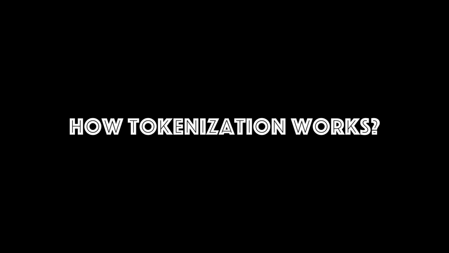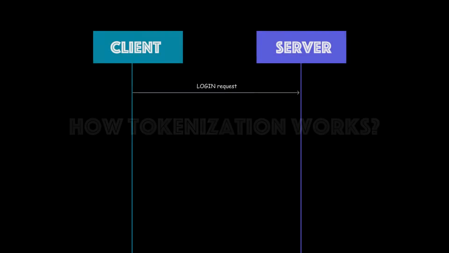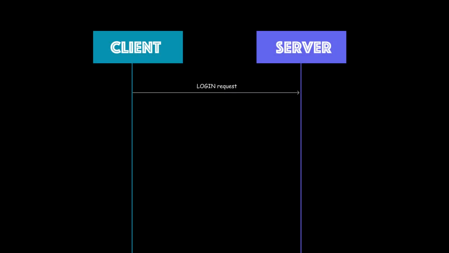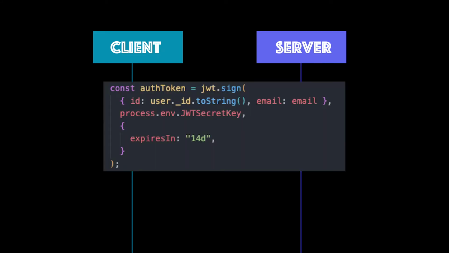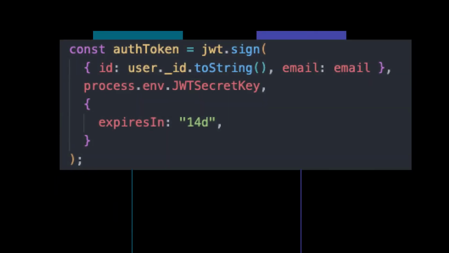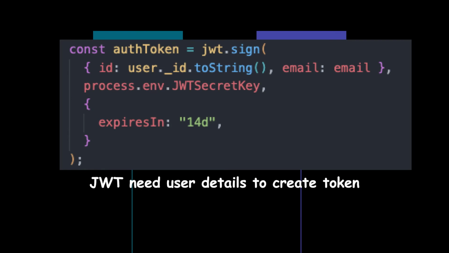Here's how tokenization works. Whenever we want to log in from the front end, we send a request to the server with the credentials such as email and password in the most general cases. Then the server verifies the user credentials, and if those credentials are valid, the server will create the JWT token using the sign method provided by JWT itself. Note that the JWT sign method needs the signature as the private key which we are passing, and user credentials in the payload to create the token.